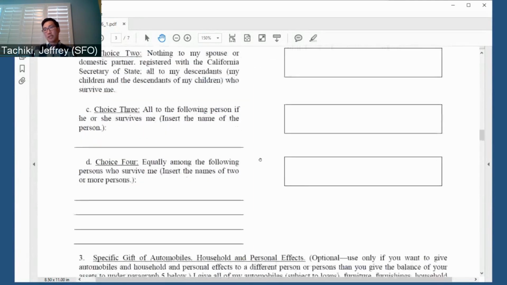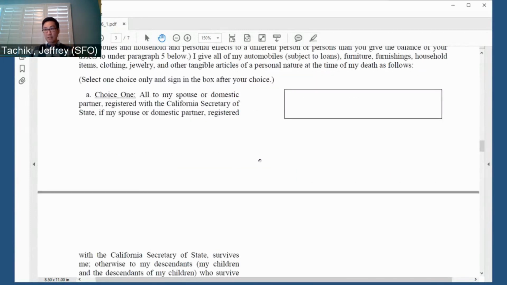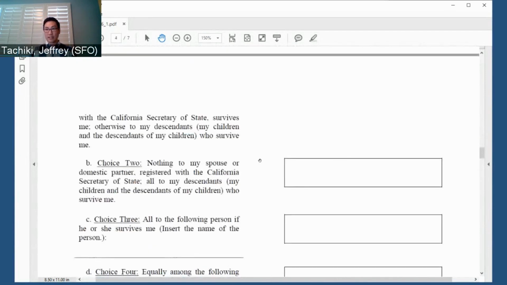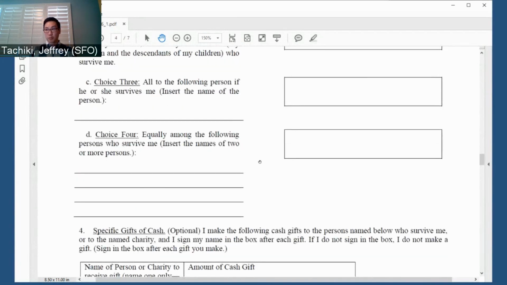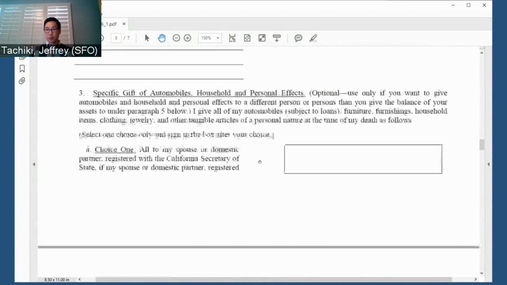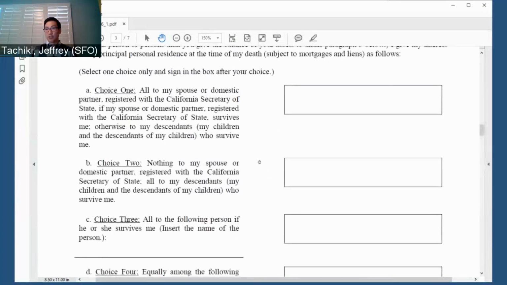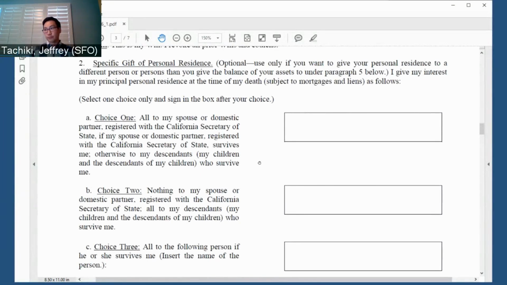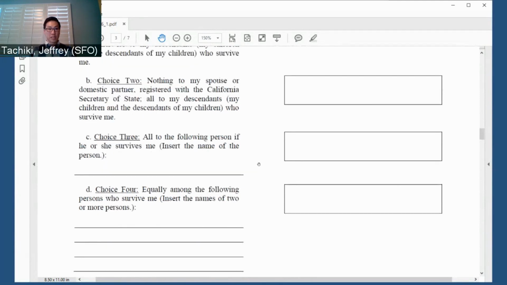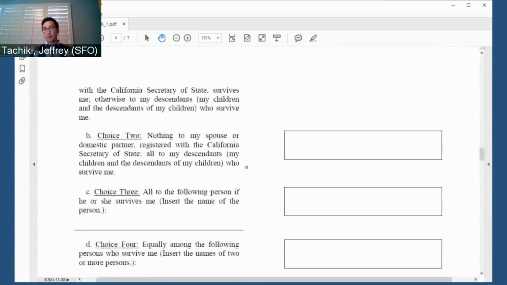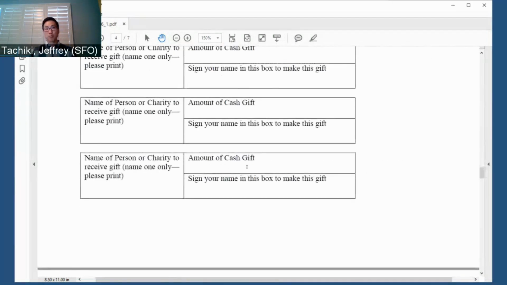All right. So again, section 3, you can choose to leave everything to your spouse. All of these subsections A, B, C, and D are the exact same. So it's all to my spouse, nothing to my spouse and all to my children, everything to a specific person, or divided equally among multiple people. And again, you would just pick the particular box of your choice. And then section 2 is your specific residence, your personal residence. If that was going to be distributed differently than everything else, you would choose all to my spouse, or just to my descendants, or to a specific person, or equally among the people of your choosing, right? And again, sign the applicable box there, all right? So conceivably, you could fill out every one of these sections, but for most people, that's probably not likely, is my guess.